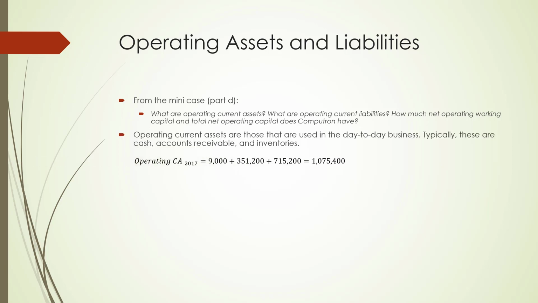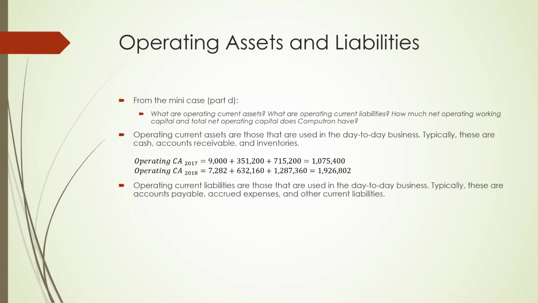payable. So let's calculate operating current assets for 2017. If you look at the balance sheet, you'll see that cash was $9,000, accounts receivable $351,200, and inventories was $715,200. So our total operating current assets for 2017 were $1,075,400. In 2018, operating current assets went up by quite a lot, almost double. That's a part of the expansion. Remember, they increased their accounts receivable and inventories by quite a lot.